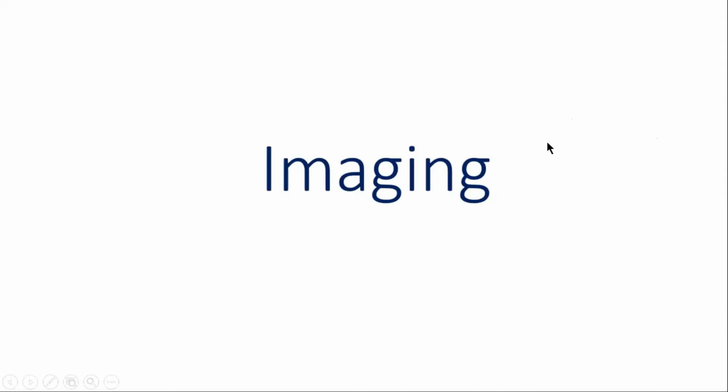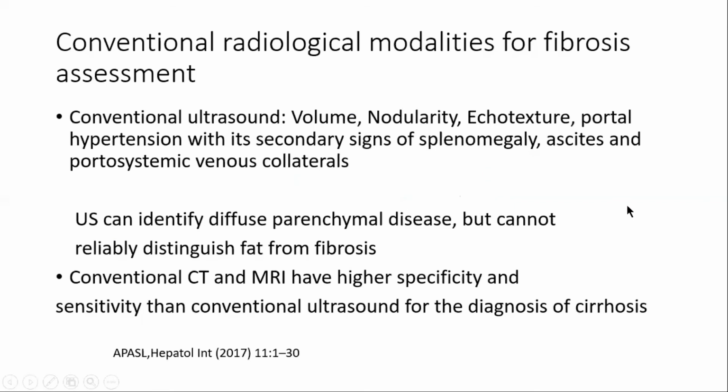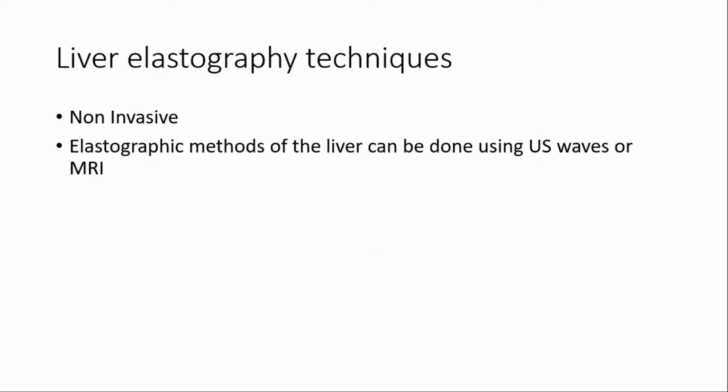Imaging, which is based on physical properties, measures the liver stiffness. First of all, conventional radiological modalities for diagnosis of fibrosis or cirrhosis: conventional ultrasound measuring the volume, nodularity, echo texture, and portal hypertension with its secondary signs of splenomegaly, ascites, and portosystemic venous collaterals can suggest liver cirrhosis. Ultrasound can identify diffuse parenchymal disease but cannot reliably distinguish fat from fibrosis. Conventional CT and MRI have higher specificity than conventional ultrasound for diagnosis of cirrhosis.